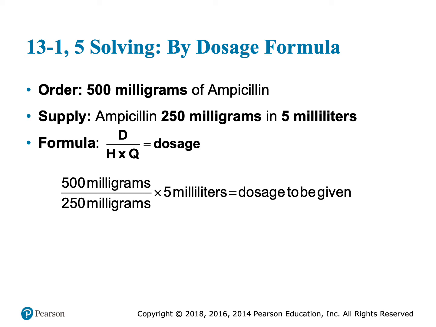So we can set this up as 500 milligrams over 250 milligrams times 5 milliliters is going to equal our dosage to be given. The one thing that we have to make sure with this is that the 500 and 250 have the same units, and they do. It's milligrams. So this is the way that we would set this up, and then all we have to do is divide 250 into 500 and then multiply by 5, and our final answer will be 10 mLs.